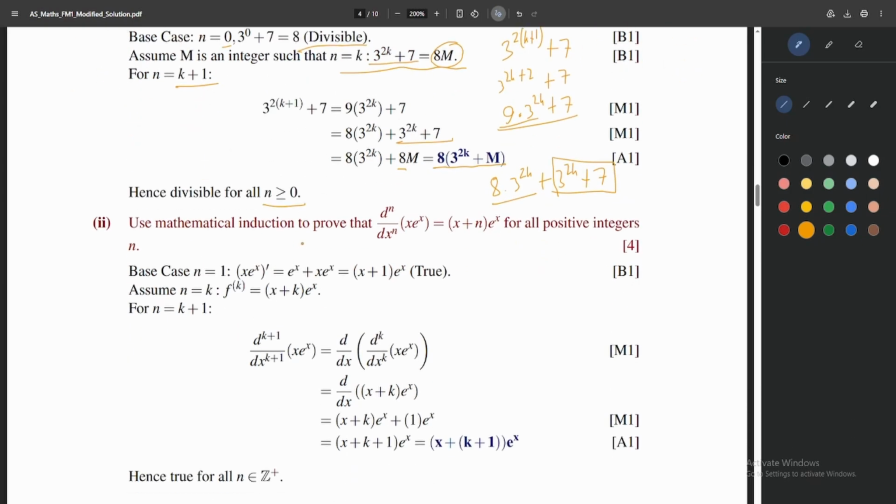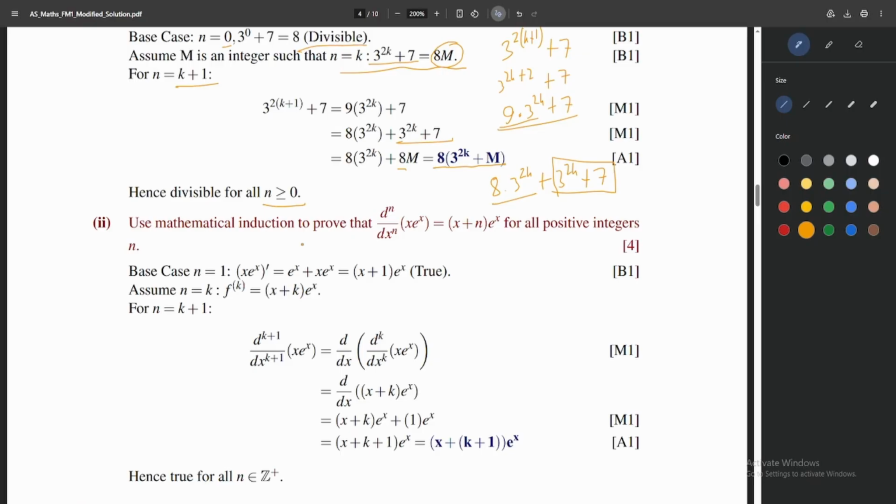So our next question looks a bit complicated, but it's actually not that hard. We have to prove that the differentiation of this is equal to this for all positive integers n. Since they are positive integers, we have to start with n equals 1. So simply, without thinking much, just try the base case, n equals 1.